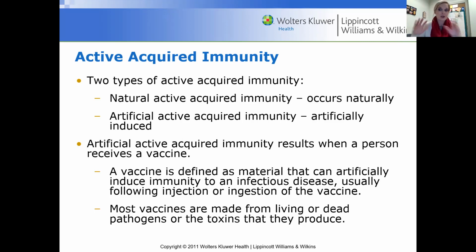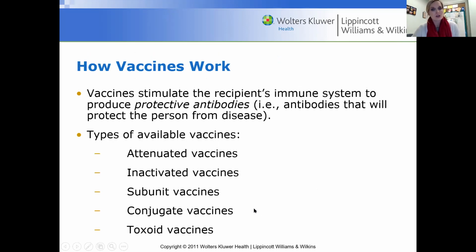And so it still teaches our body what that pathogen looks like, but it can't make us sick because it's not active, or it's not alive. So it's not going to cause any harm to us, but it still teaches our body how to create the antibodies. So let me show you what I mean. Artificial active immunity results when a person receives a vaccine. A vaccine is that material that can artificially induce immunity to an infectious disease following injection or ingestion of that vaccine. Most vaccines are made up of either living, sometimes living depending on the pathogen, or dead pathogens or the toxins that they produce. And that's what we're going to talk about on the next slide.